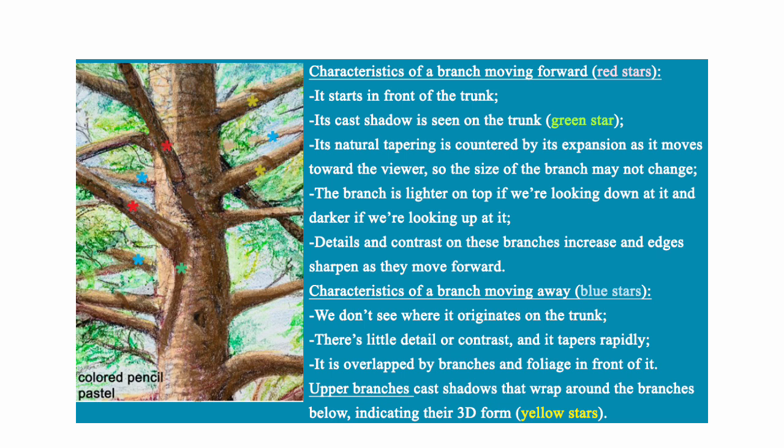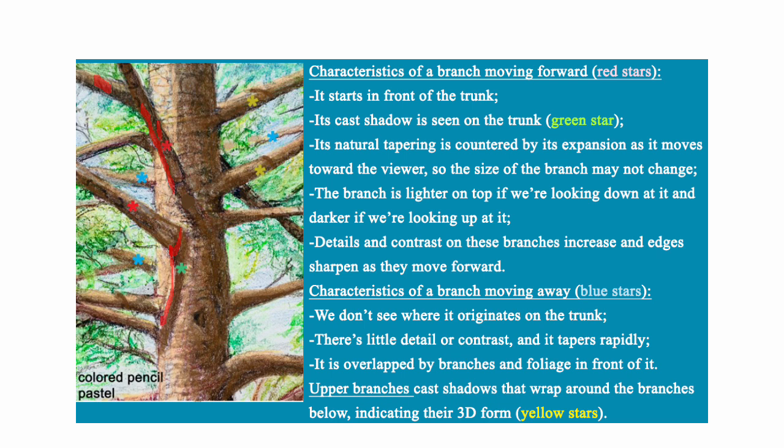I want to discuss the characteristics of branches moving toward us versus those moving away. The ones with the red asterisks are moving toward us. They're dark if they're above us and light if they're below. Branches generally taper, but if the branches move toward us, they increase in width. So the result of these conflicting effects is that the diameter may not change. We see more detail and contrast with sharper edges as the branch approaches us. We can see where it originates in the trunk, often with a shadow below.